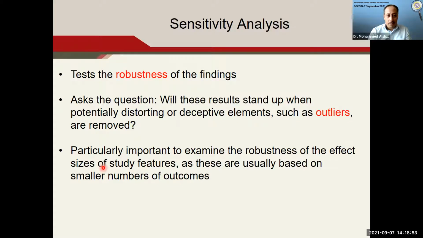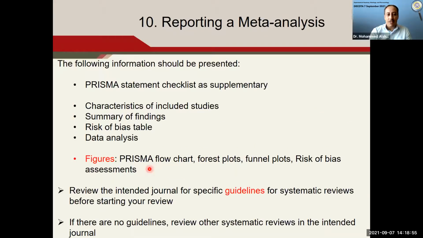So the last step, I'll not go through it. It's just how to report. Now you have done everything, so you have to attach the PRISMA checklist and characteristics of studies, from when you extract your data. I'll show you in RevMan. You have to summarize findings. You should have a risk of bias table, and then data analysis. In terms of figures, you should have the PRISMA flow chart.